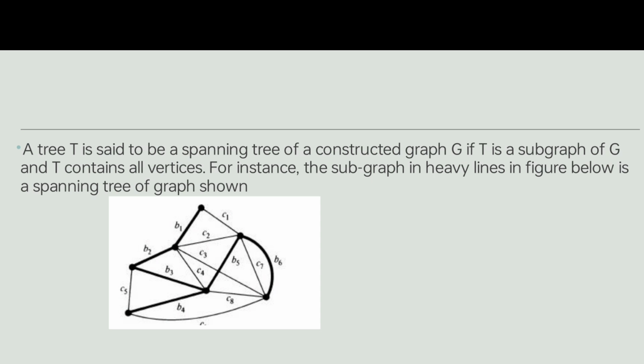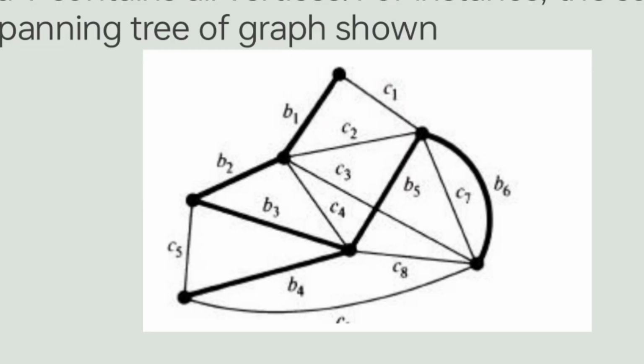Assume that you are given a graph G, then the spanning tree of the graph G is any subgraph of G which connects all the vertices in G. In other words, the spanning tree of G contains all the vertices of G, but it's not necessary that all the edges in G are included in the spanning tree. Let me explain with the help of an example.